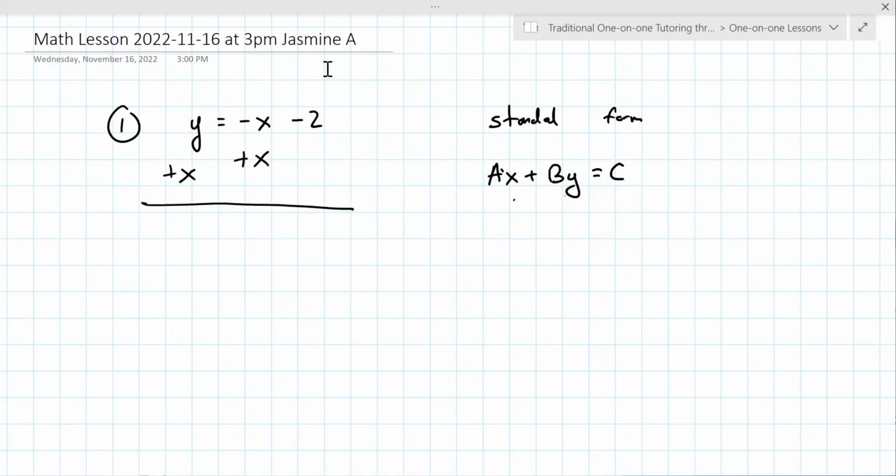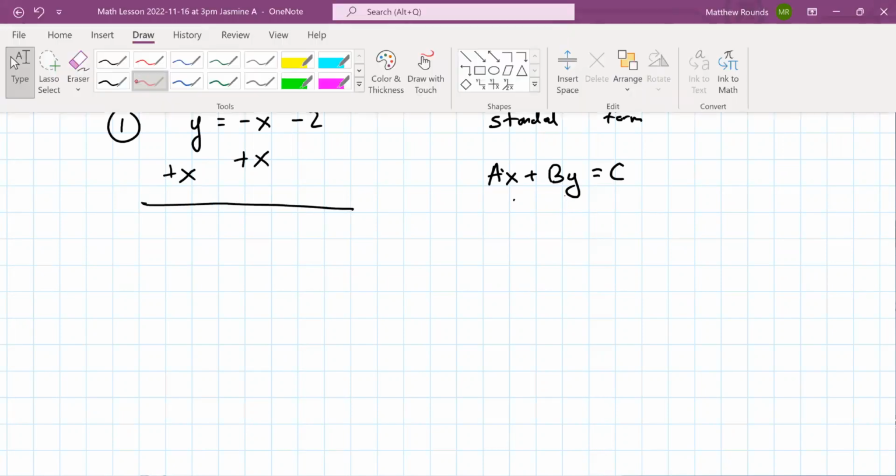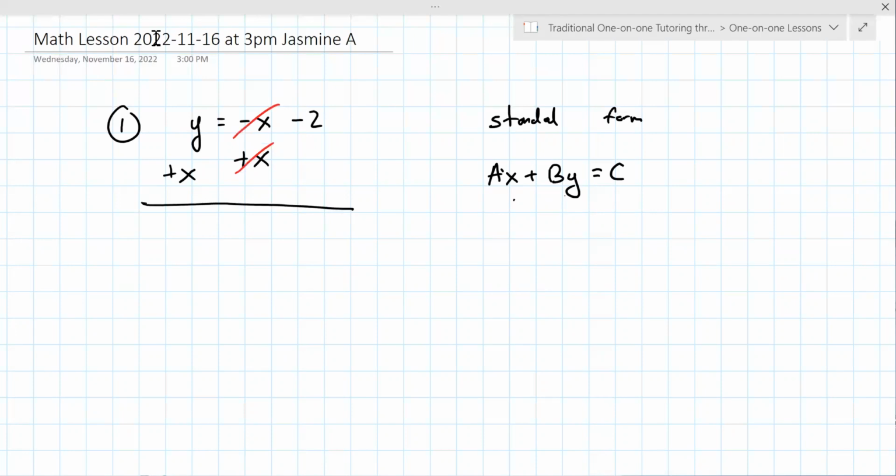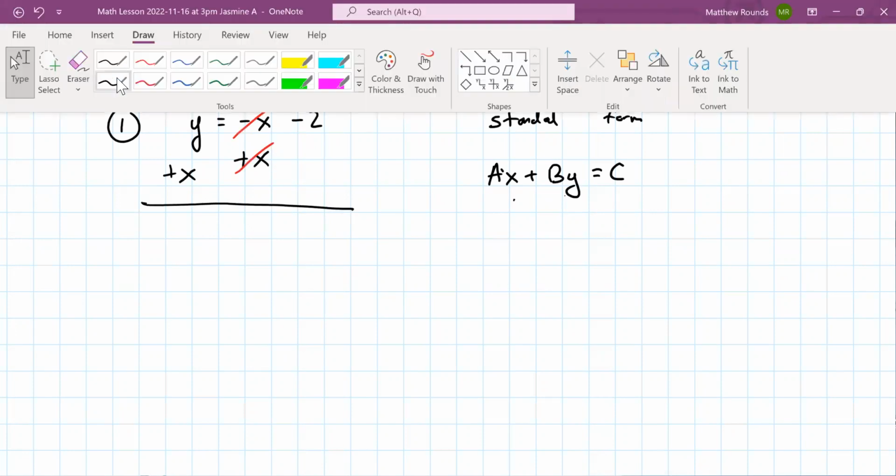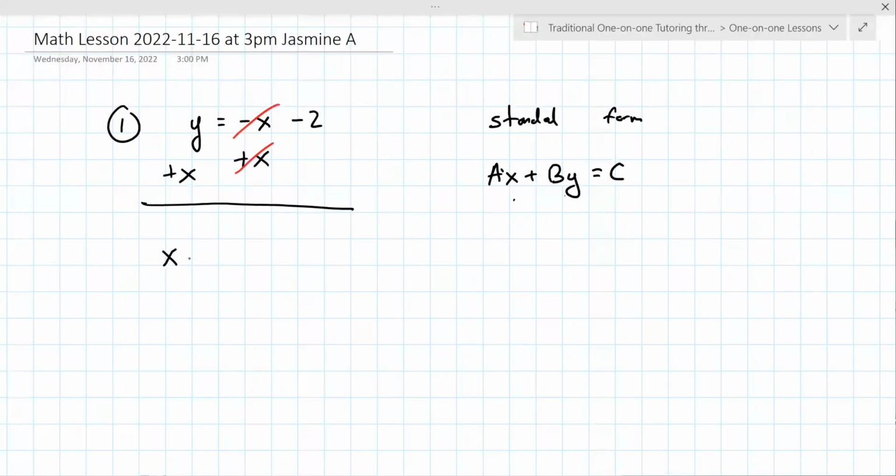It cancels out on the right. You can see that those go away. But on the left, you cannot combine terms. So what's left over is x plus y equals -2. Okay. Is that okay for the moment?